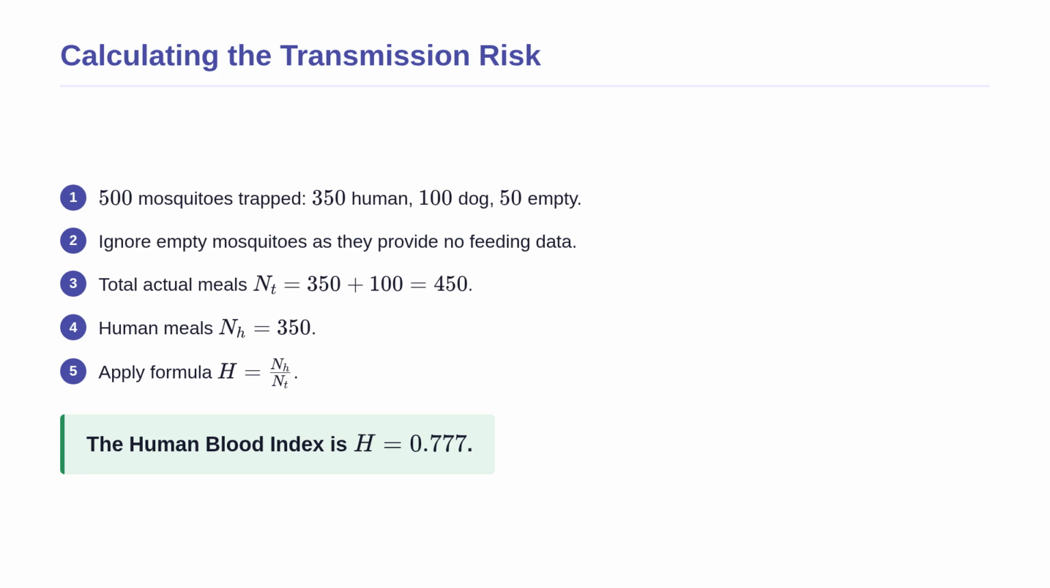We must completely ignore the 50 empty mosquitoes because they provide no feeding statistics. Adding the human and dog meals gives us a total of 450. We then divide the 350 human meals by this total. The result is approximately 0.777. This physically means roughly 78% of the feeding mosquitoes are biting humans, explaining why the malaria outbreak is so severe.